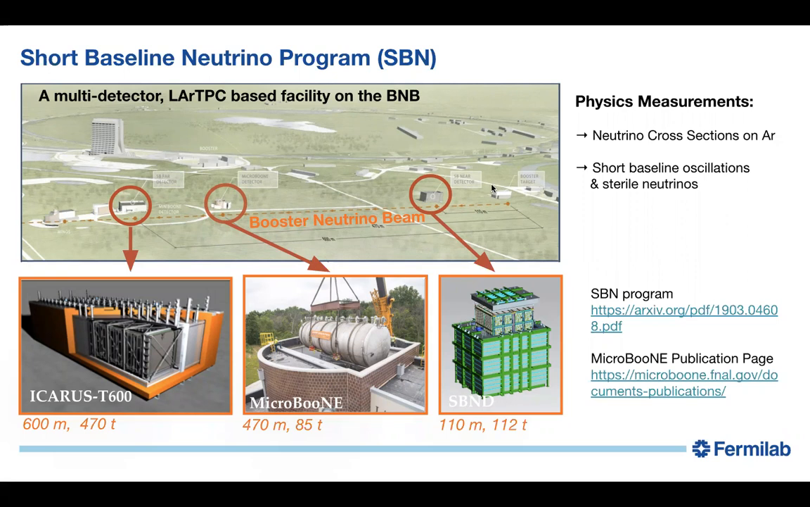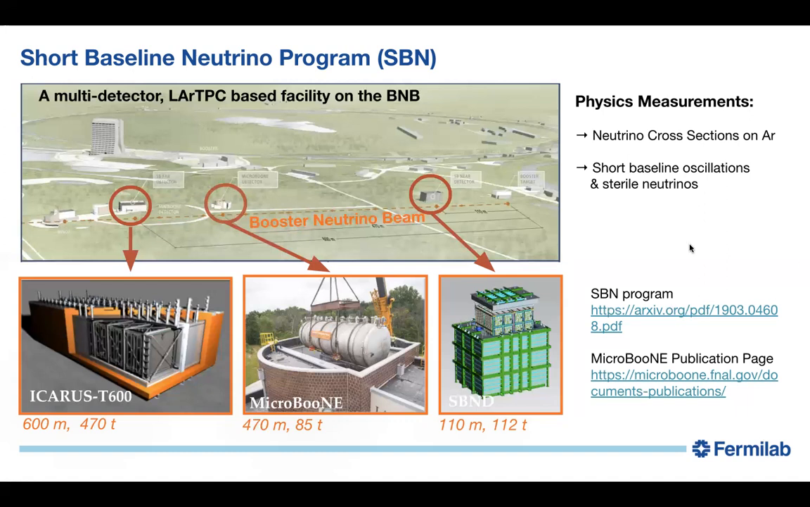So again, the idea of this lecture is giving you a taste, and there are going to be some simplifications that I'm going to make when talking about the physics that we're doing. Throughout the talks, you're going to find arXiv links that should lead you to the actual measurements and the proper literature if you're curious about this. The type of physics that we're doing in these detectors are neutrino cross sections on argon, short baseline oscillation and sterile neutrinos. We're going to talk about both a little bit more.